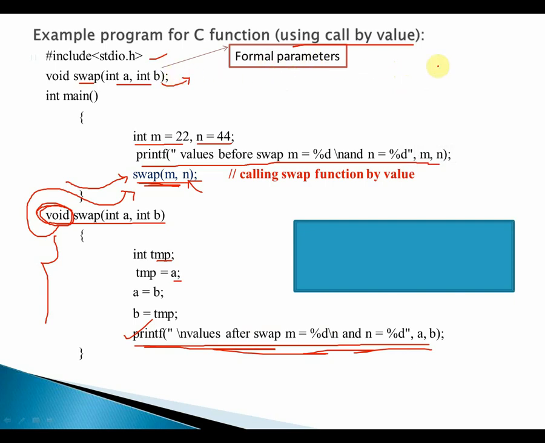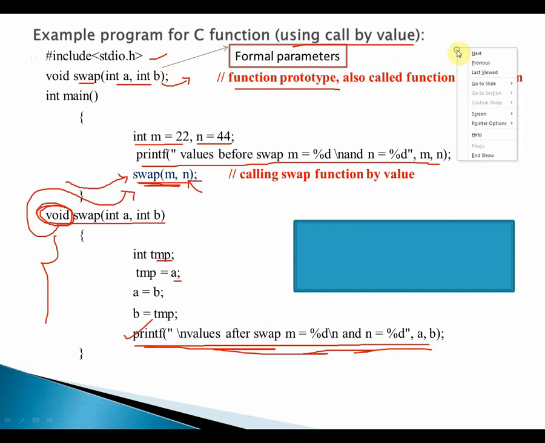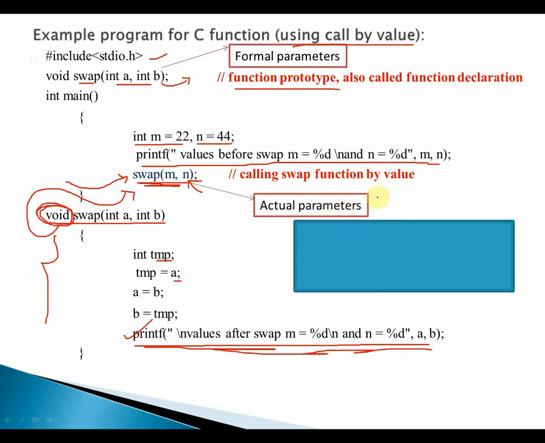These are the formal parameters, as I have mentioned. Let us label this, which is also called the function prototype, another term, and this is labeled as the actual parameters. Now what will be the output if we print the output? This should be the output. Initial values of m and n will be 22 and 44. After swapping, m will take a value of 44 and n will take a value of 22.